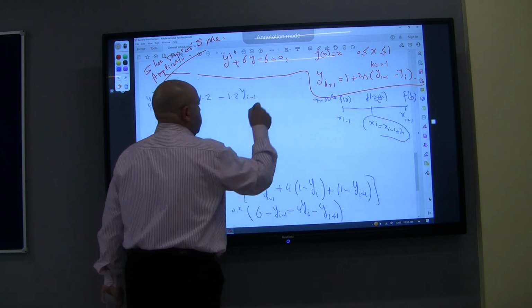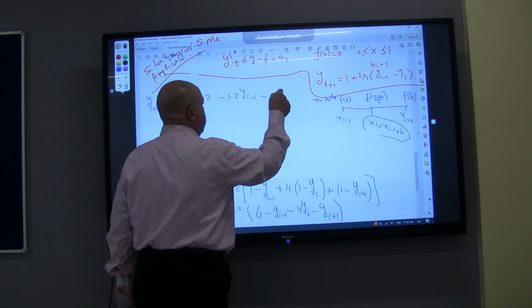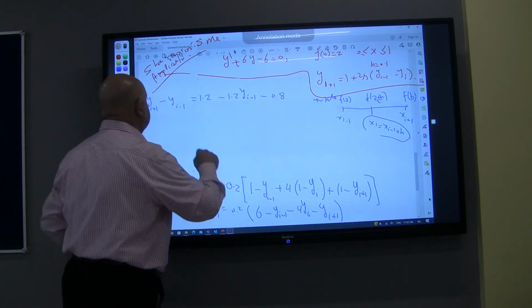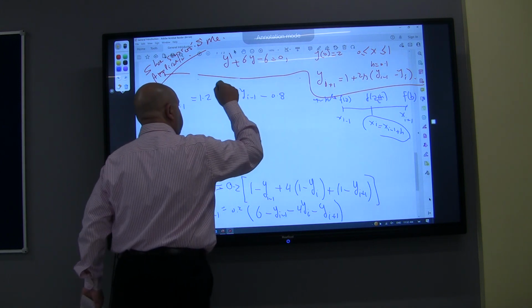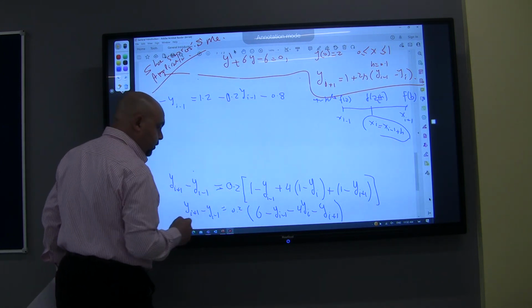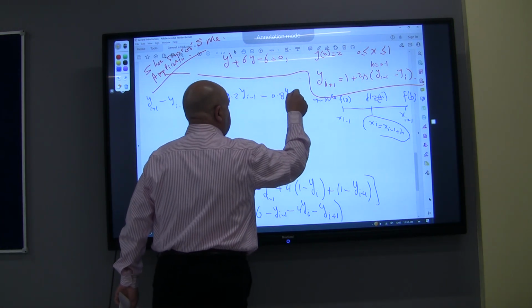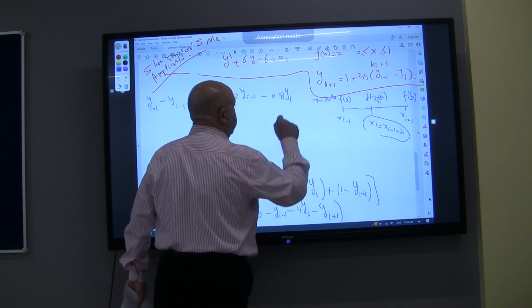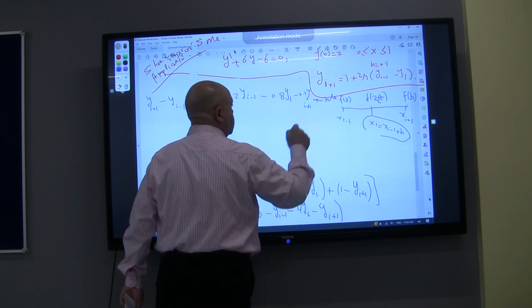Then minus 0.2 times 4, so it's going to be 0.8. This is going to be negative 0.8 times yi, minus 0.2 yi plus 1, minus 4.2 yi plus 1.